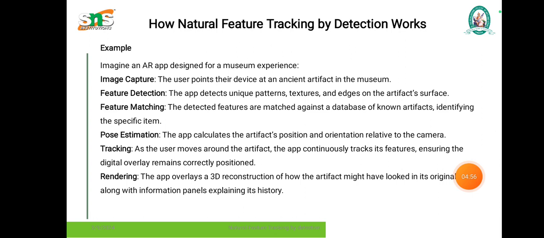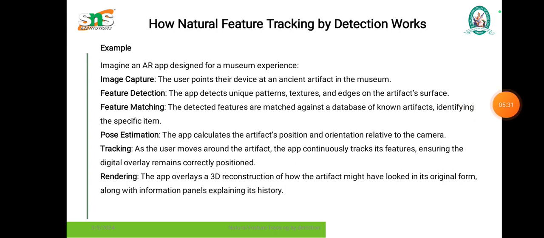And the third step, feature matching. The detected features are matched against a database of known artifacts to identify the specific item. And the fourth step, pose estimation. The app calculates the artifact's position and orientation relative to the camera. And the next step is tracking. As the user moves around the artifact, the application continuously tracks its features, ensuring the digital overlay remains correctly positioned.